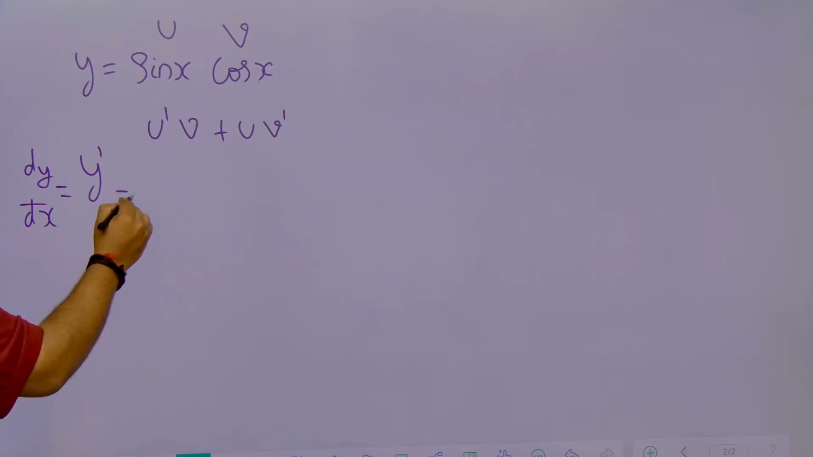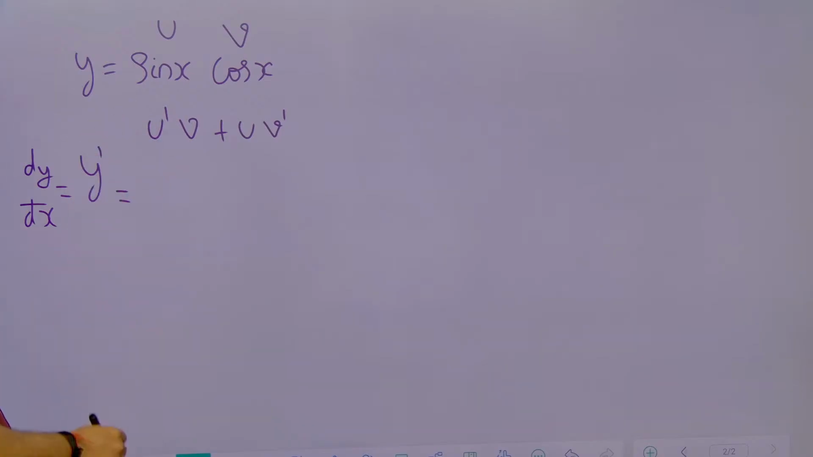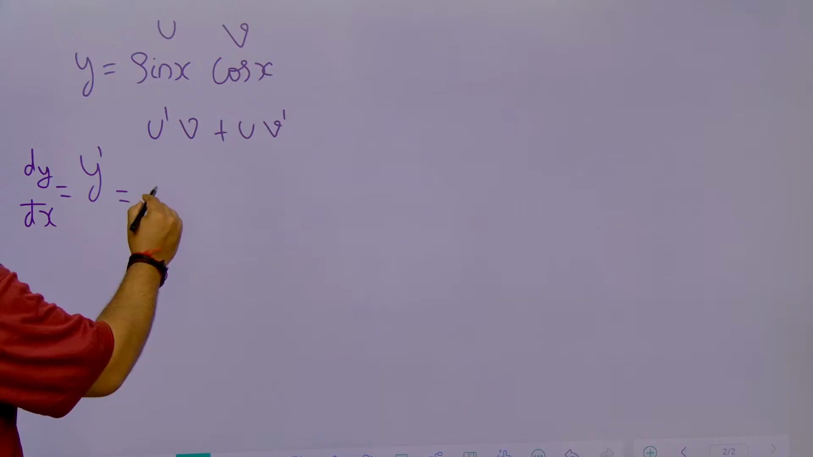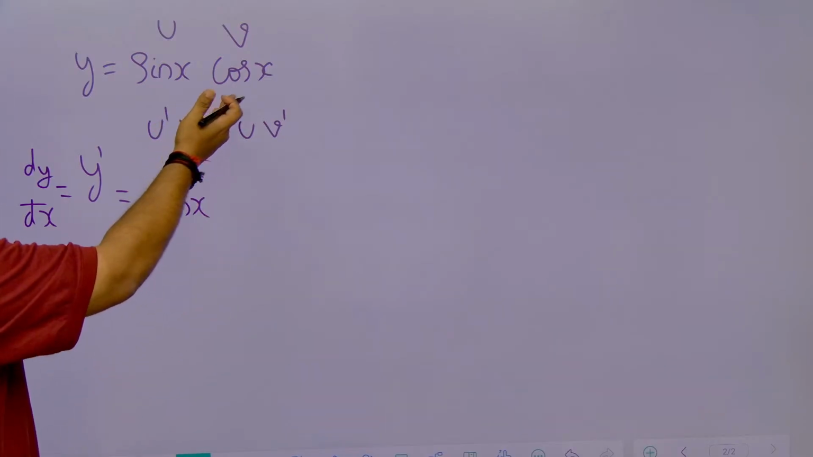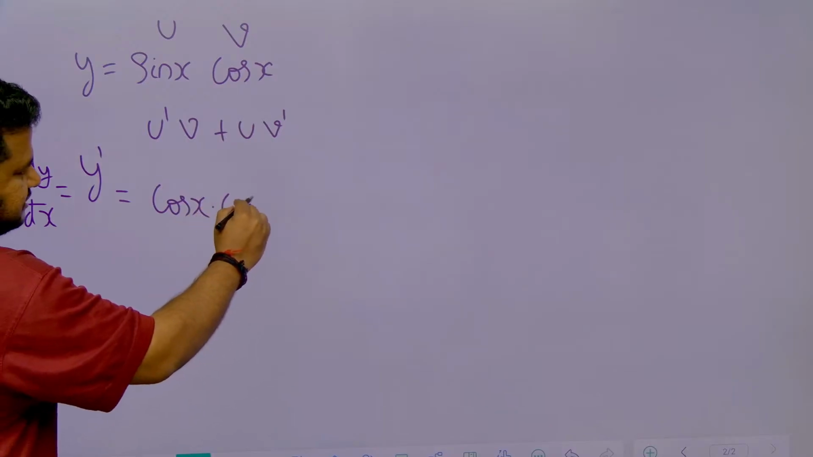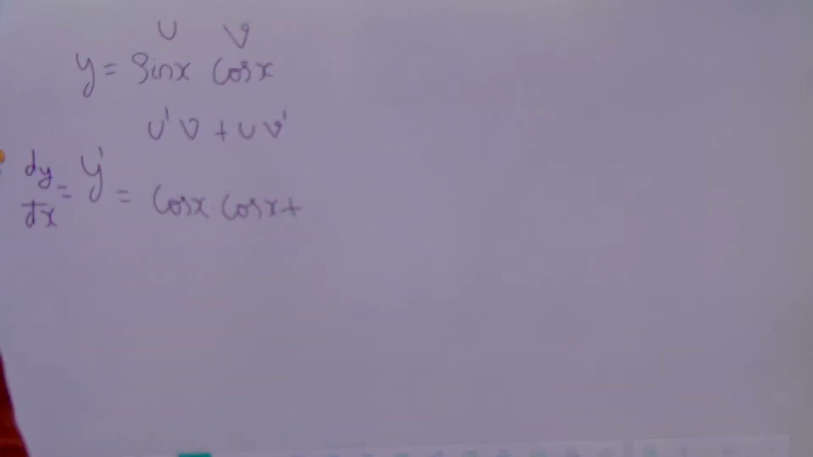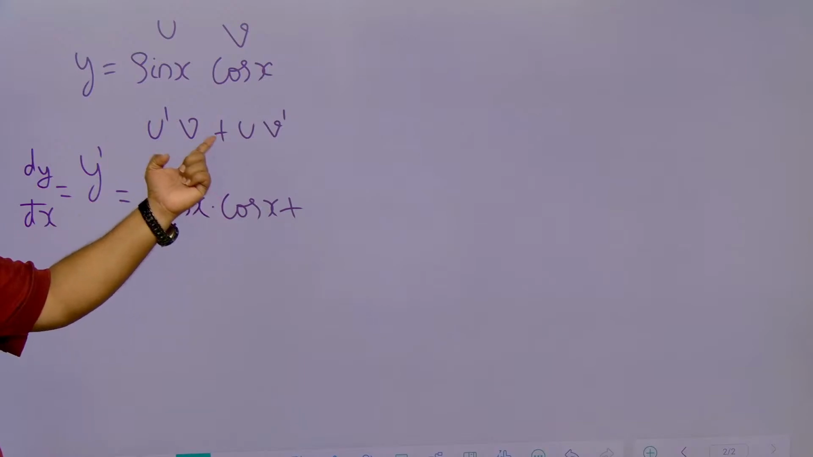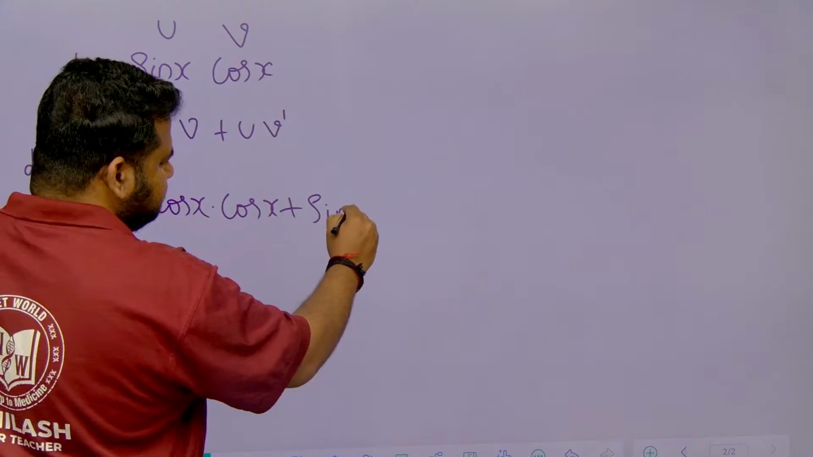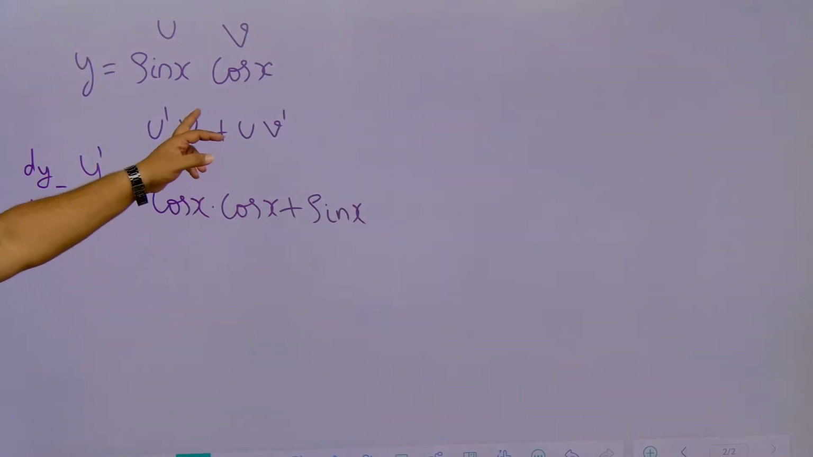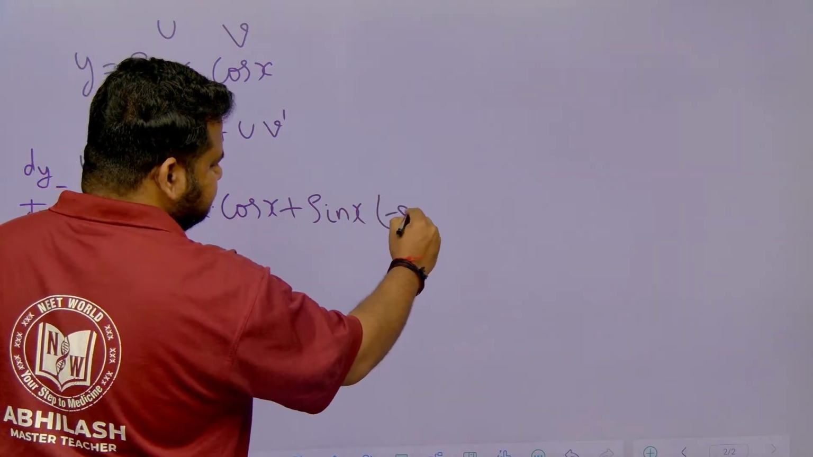Okay, u dash becomes what, dy by dx of sin x is what, cos x. Write cos x as it is. What is the second function, cos x, that is v, you will write as it is. This will become cos x into cos x plus, now what is the first function, sin x. Write sin x as it is. So this will become sin x. dy by dx of cos x is what, minus sin x, right. So this will become minus sin x.